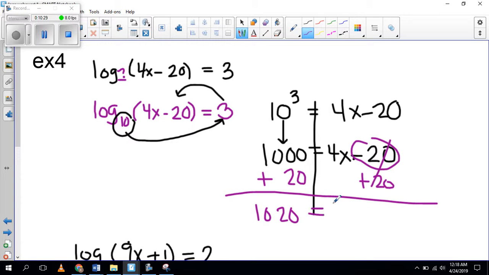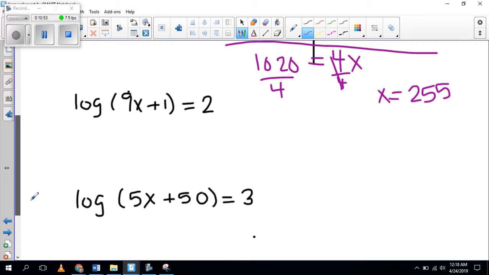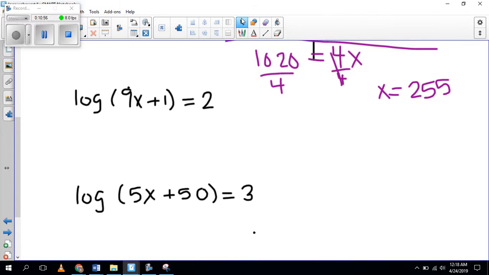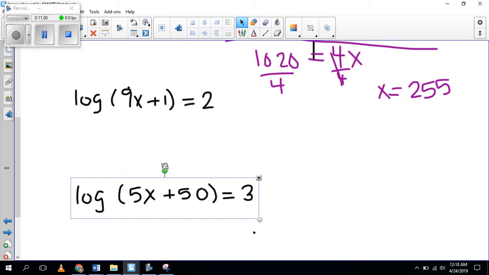equals 4x. And then we got to get x by itself. So the only thing left is to divide by 4. So 1,020 divided by 4 is x equals 255. Okay? So let's try one more example, and then you'll have some to do. Okay, let me move this down. Okay.